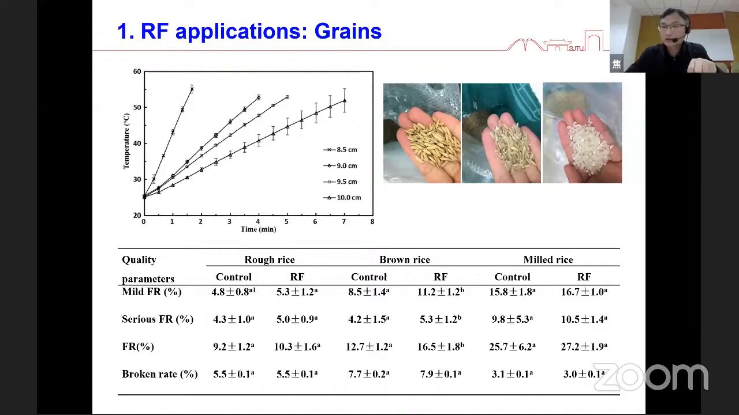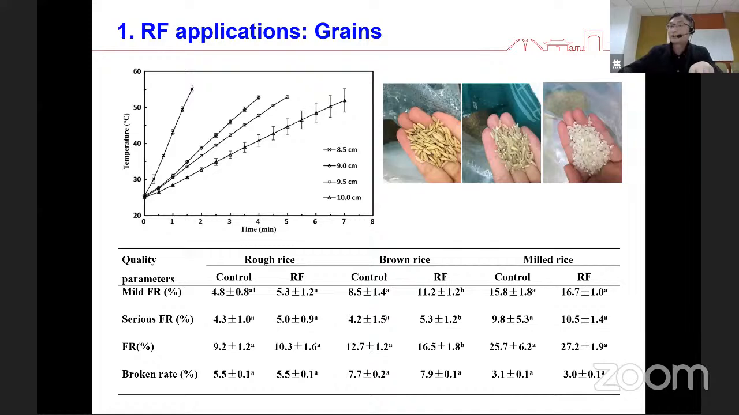It's relatively hard to kill by the thermal treatment method. But for the insects, it's much easier. A temperature above 50 Celsius would kill the insects. So this kind of temperature won't cause quality deterioration, right?